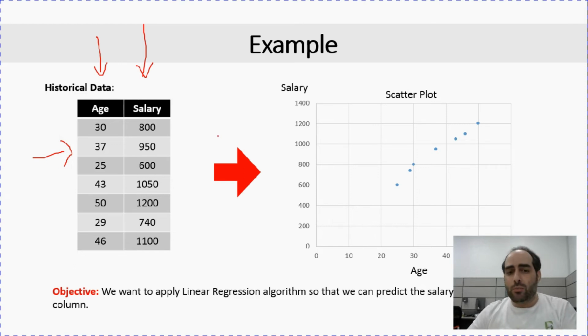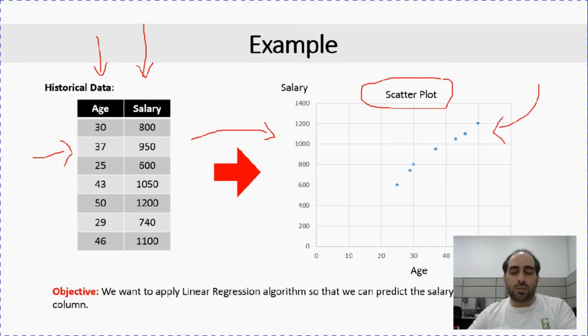And again, the first step we should always do is convert this data or visualize it using a scatter plot. Right? So if I visualize it using a scatter plot, the observations look like this. The moment I see these observations, I immediately know that there is a correlation between the age and the salary.